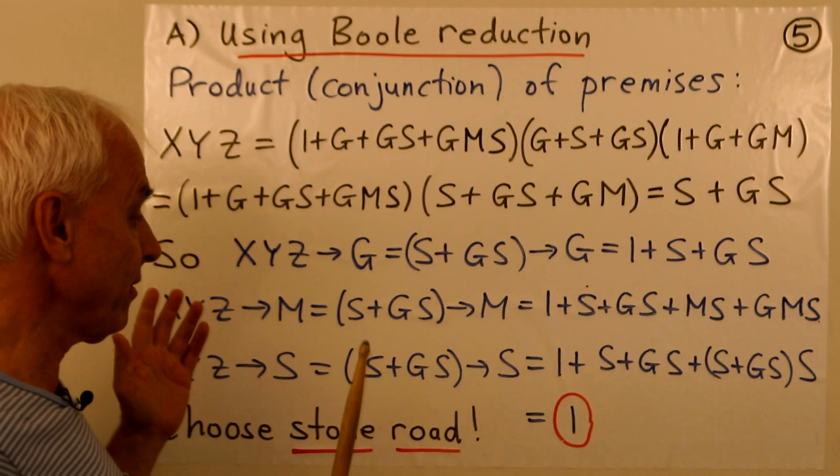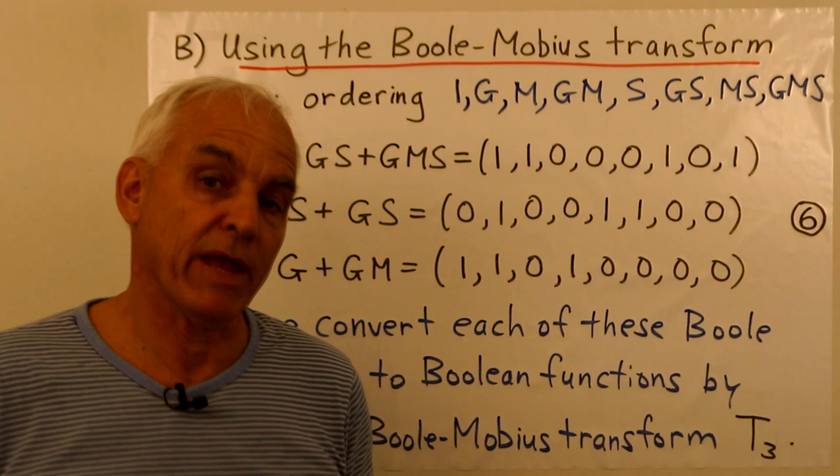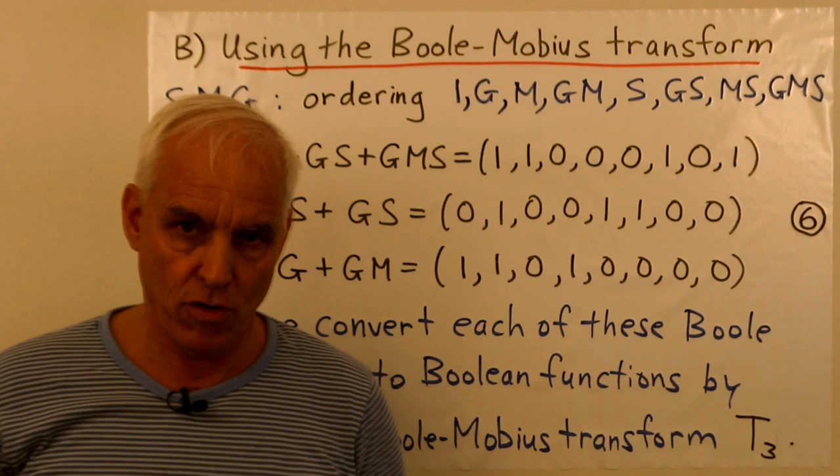Conclusion: Sir Galahad had better choose the stone road. That will lead him to the Grail. Now I want to explain the second procedure, which is using the Boole-Mobius transform.